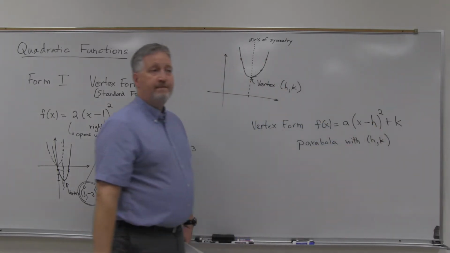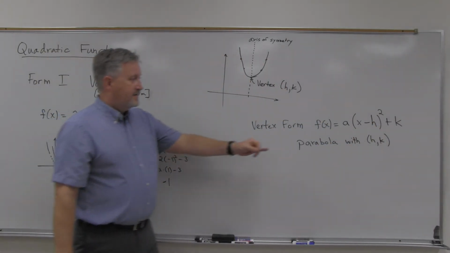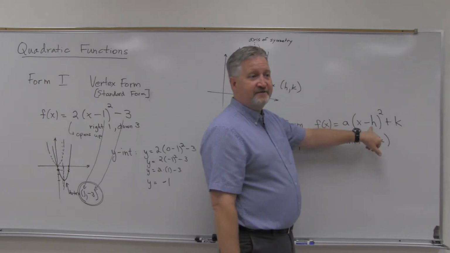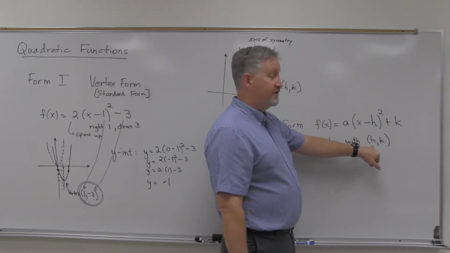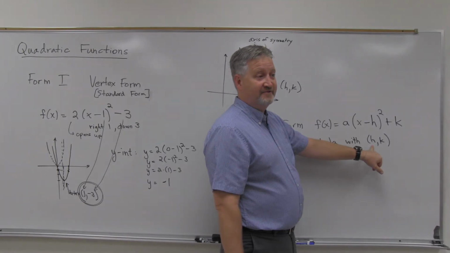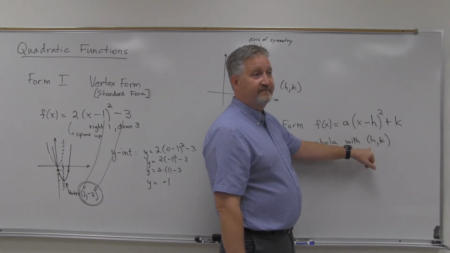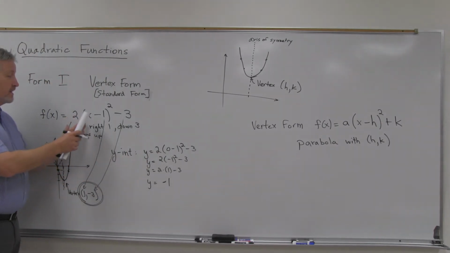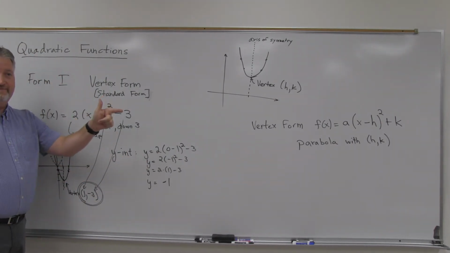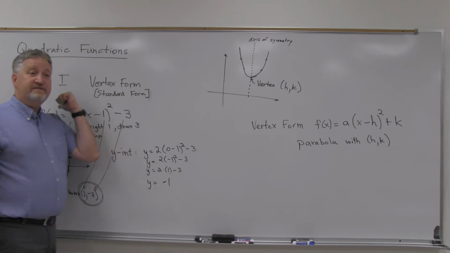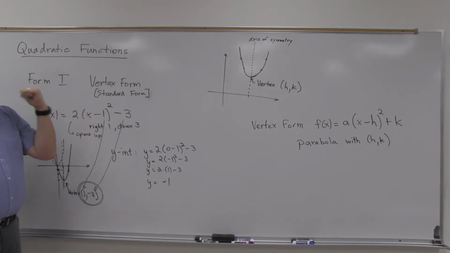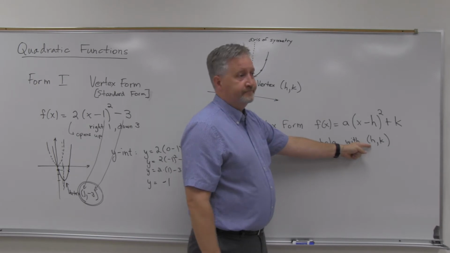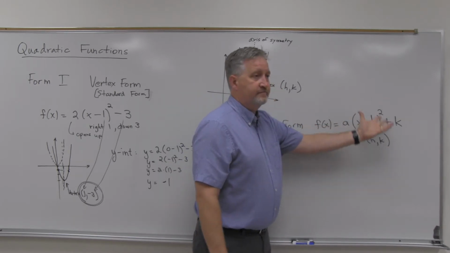Now, pay attention to what I wrote there. This is minus h, but the vertex is h. So those are opposite. Is it because it's squared? No, it's because of the shifting. A minus one goes to the right, and a positive one would go to the left. So you're going to do the opposite sign here for your h. And then the k is just straight up.